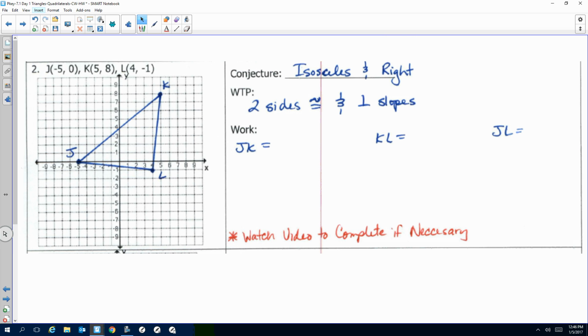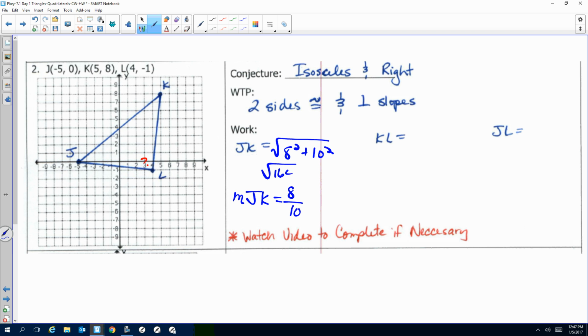Alright, so after I graphed it and looked at it, I'm thinking it's isosceles, and I want to check this angle and see if it's right, because I'm going to say it's possibly right. So I need to prove for isosceles 2 sides are congruent. And I need to prove we have perpendicular slopes. So remember I said start with your slope. What would be the slope of JK? Yeah, it is 8/10. So to find the length of JK, the square root of 8 squared plus 10 squared, which comes out to be the square root of 164.